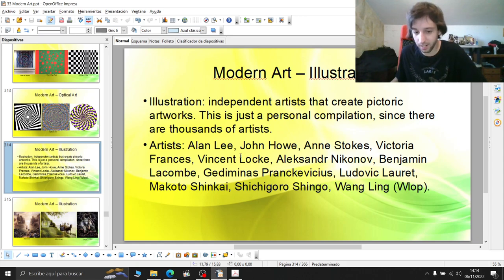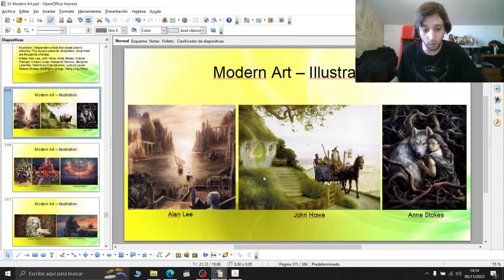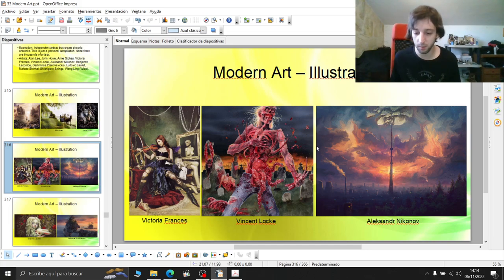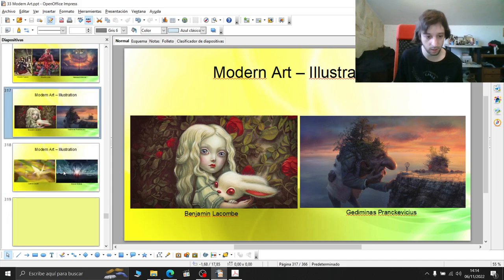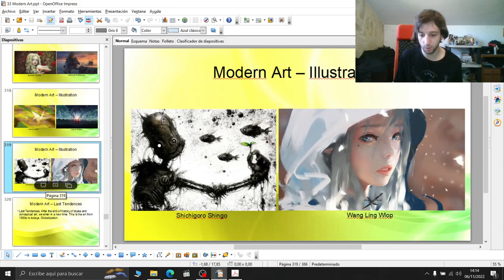Artists I include here are Alan Lee, John Howe, Anne Stokes, Victoria Frances, Vincent Locke, Alexander Nanitchkov, Benjamin Lacombe, Grady Minas, Prankevicius, Ludovic Lauret, Makoto Shinkai, Ichigoro Singo, and Wan Ling Blob. Alan Lee and John Howe are very well known for the Lord of the Rings illustrations. Vincent Locke does the art of the Cannibal Corpse music albums.